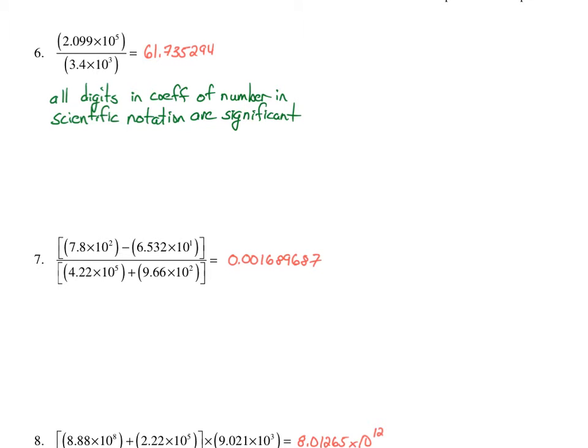As always, I started by writing down the calculator answer for each of the problems. A reminder, all digits in the coefficient, the part that comes before the exponent, of a number in scientific notation are significant. So we can immediately determine the number of sig figs in the numerator as 4 sig figs. The denominator has 2 sig figs. The least number of sig figs is 2, so we write our answer with 2 sig figs. We have to round up. Our correctly reported answer is 62.